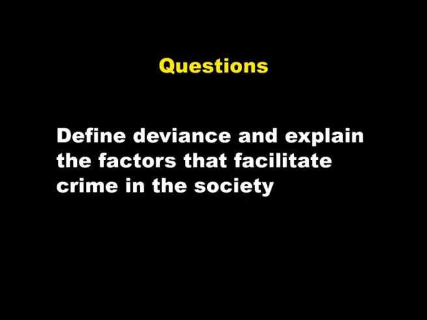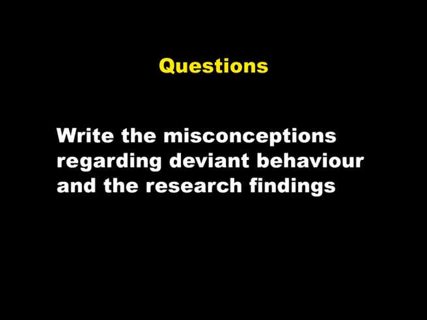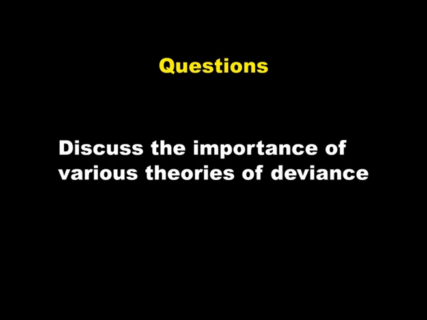Now, students, I will ask some questions to you. The first question: define deviance and explain the factors that facilitate crime in the society. 2. Write the misconceptions regarding deviant behavior and the research findings. 3. Discuss the importance of various theories of deviance.